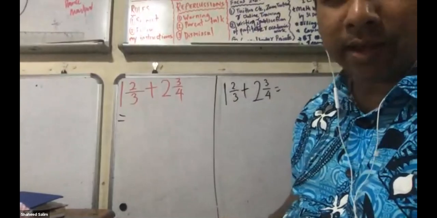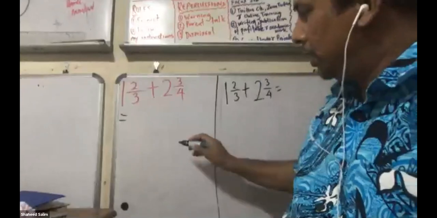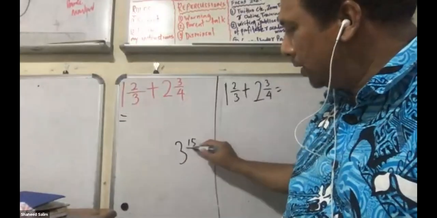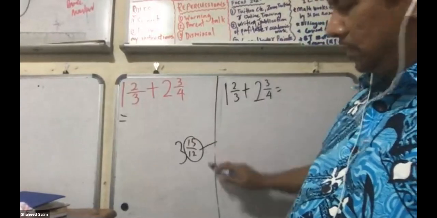Okay, Sir. Shakil, yes, what's your answer? Is it 3 whole 15 out of 12? Okay, if you say 3 whole 15 out of 12, now this 15 out of 12, can you change it to a whole number or not? No.